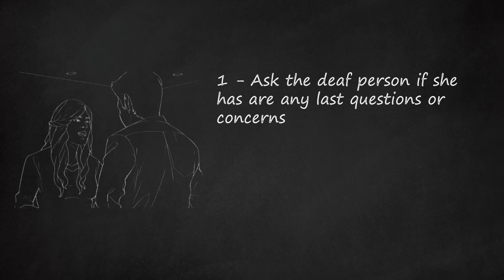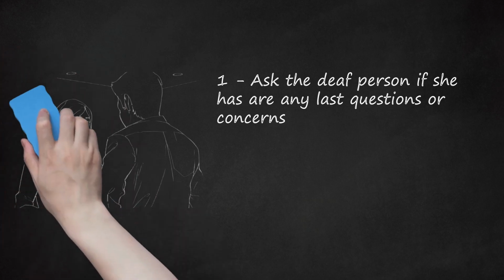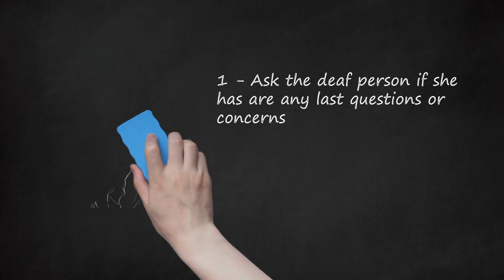If you are having a one-on-one conversation with the deaf person, you may want to end the conversation by asking her if she has any questions or if you were unclear in any way. Often, the deaf person will let you know, through the interpreter, if there was anything she missed.